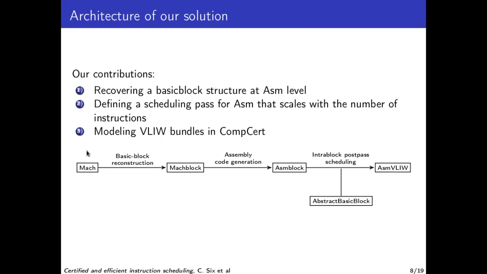First, we recover the basic blocks at the Mach level. We did it at Mach because the Mach representation is much easier to work with than ASM. This gives us a representation Mach block where we execute basic block per basic block instead of instruction per instruction. Then we generate the assembly code basic block per basic block. Then we generate bundles with the postpass scheduling. This gives us an ASM VLIW program where each bundle has a parallel execution. Finally, abstract basic block is an abstraction that helps to deal with the huge number of instructions.